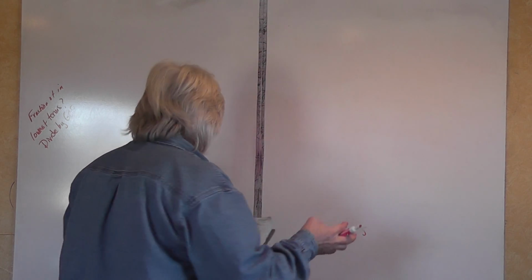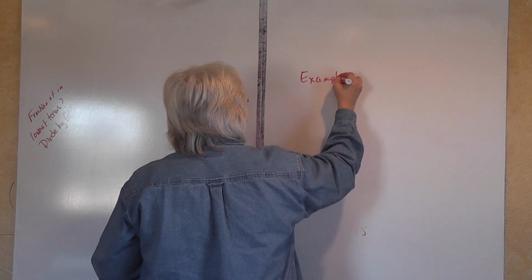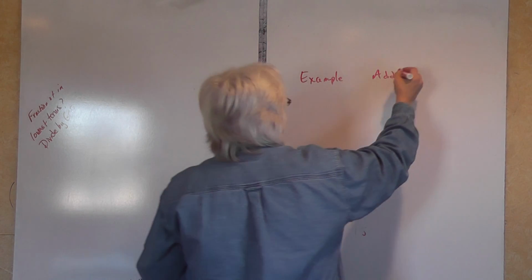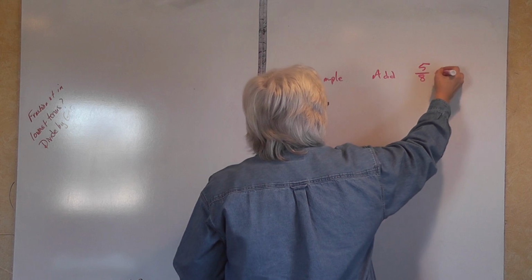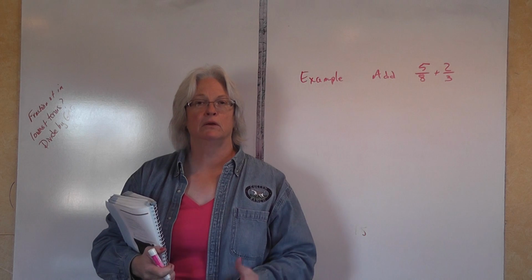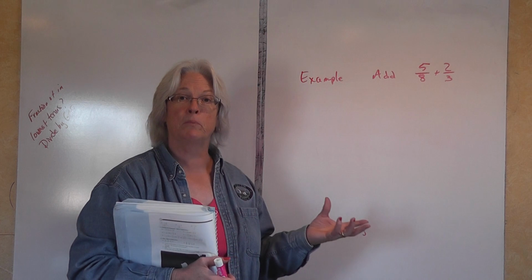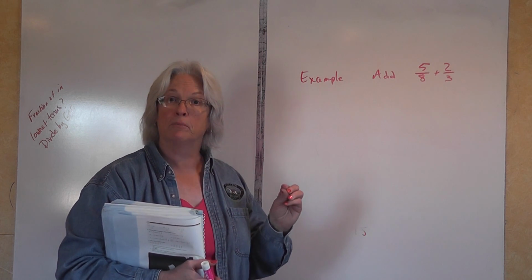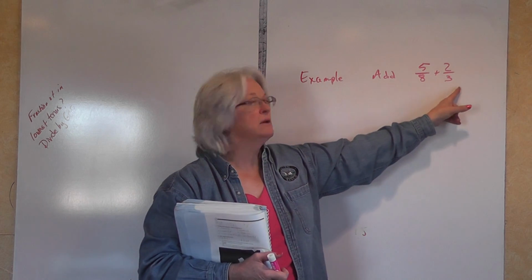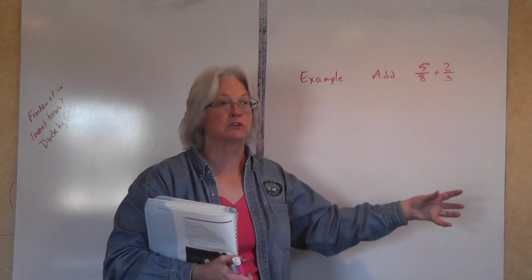So let's say that we have this example here, and this asks us to add 5/8 and 2/3. In one of my prior videos, I quoted Steve Demme, the creator of the math program Math-U-See, when he said that to compare or combine, you must be the same kind. We're talking about the need to have common denominators if we're going to add or subtract fractions.